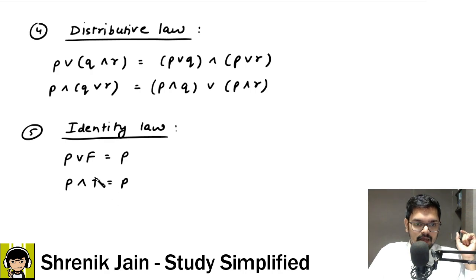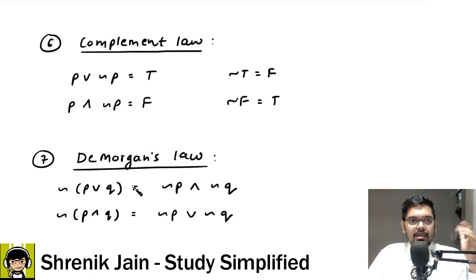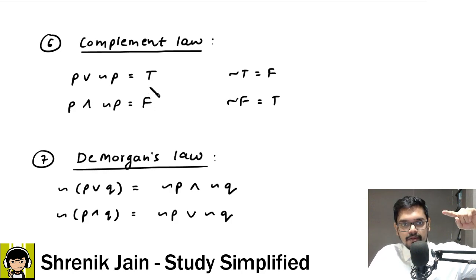How to remember the second one? I told you the trick. OR is replaced with AND, F is replaced with T, and you get the second formula of the identity law. Comes the next, complement law. No-brainer again. P or complement of P is T, P and complement of P is F. If you remember the first one, the second is automatically remembered. Why? Because OR is changed to AND, T is replaced with F.